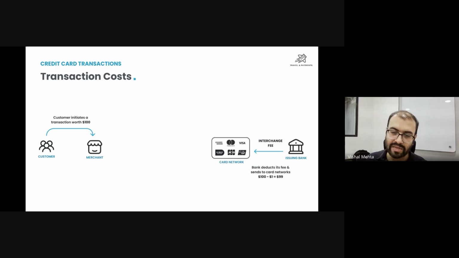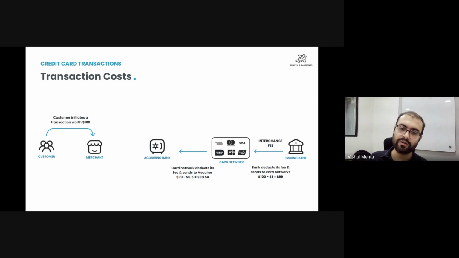But to put it very simply, every transaction has an interchange fee, and the interchange fee is the earning of the issuing bank from the transaction. Then the card network will keep its own share and pass on the remaining to the acquiring bank. This fee is called the scheme fee or the assessment fee, right? So this is what the scheme fee and the assessment fee mean.